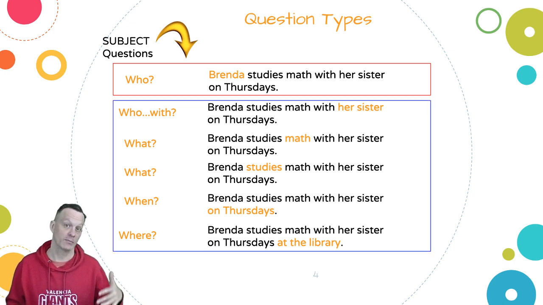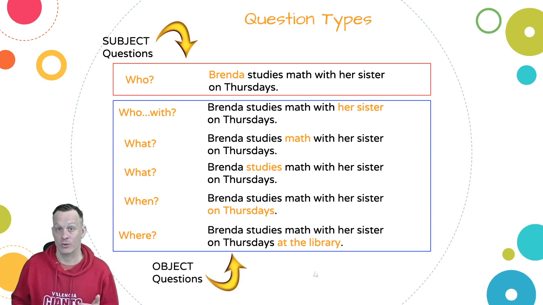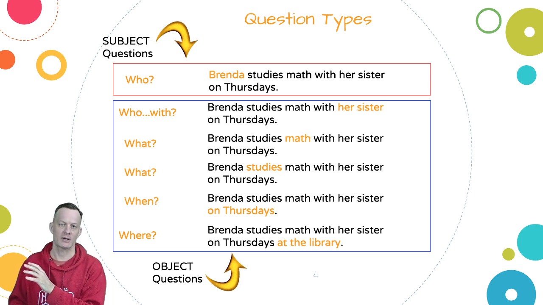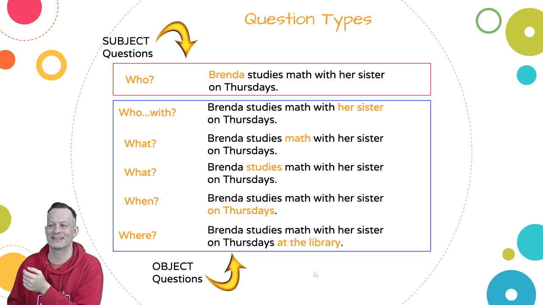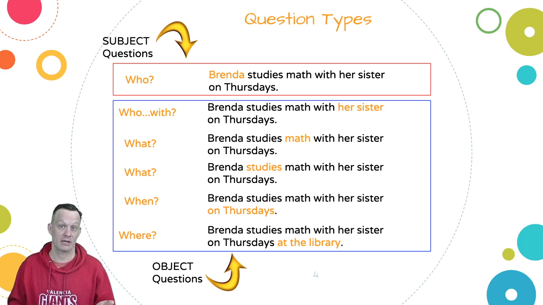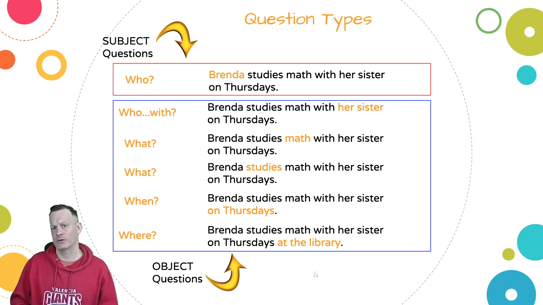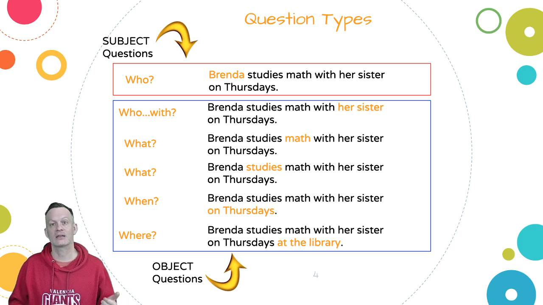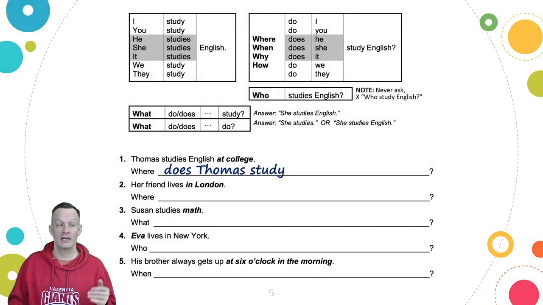Then we have in the blue box, we've got object questions. And these questions all have information later in the statement, okay, and are objects of or different parts of the sentence. They are not the subject of the sentence, who is Brenda. They are different. And with these questions, we use an auxiliary verb to create the question. With subject questions, we do not use an auxiliary verb. Okay? Remember.